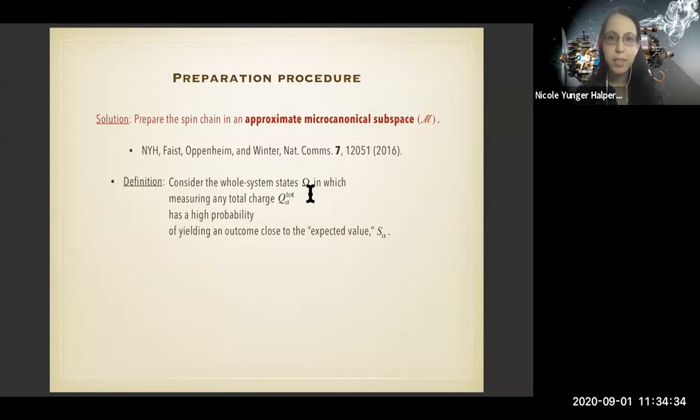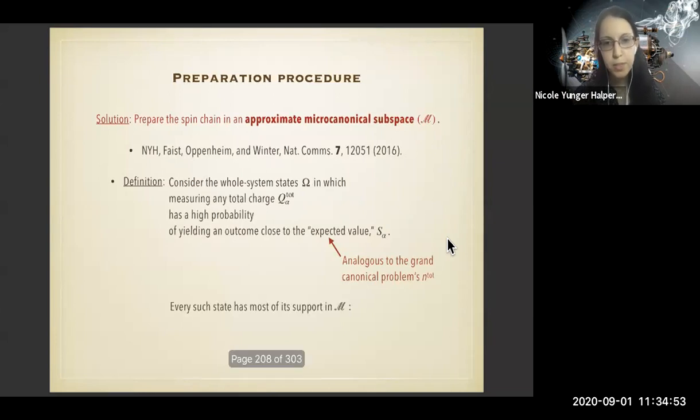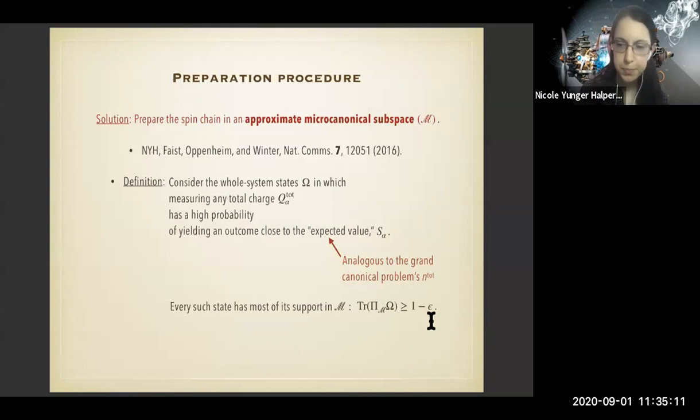Consider the set of whole system states omega, in which if you measure any total charge, you have a high probability of getting an outcome close to an expected value, which I'll call S sub alpha. This expected value you could think of analogously to the total particle number in the grand canonical problem. First, every state that has this property has most of its support in the approximate microcanonical subspace. So if you take the state and project it onto the microcanonical subspace, then you'll find that most of the weight, an amount 1 minus epsilon for some small epsilon, is there.